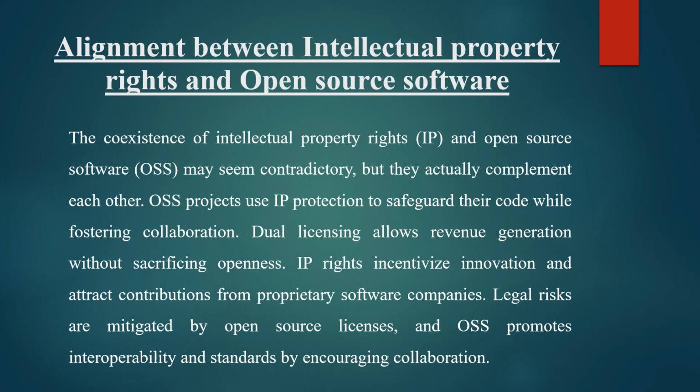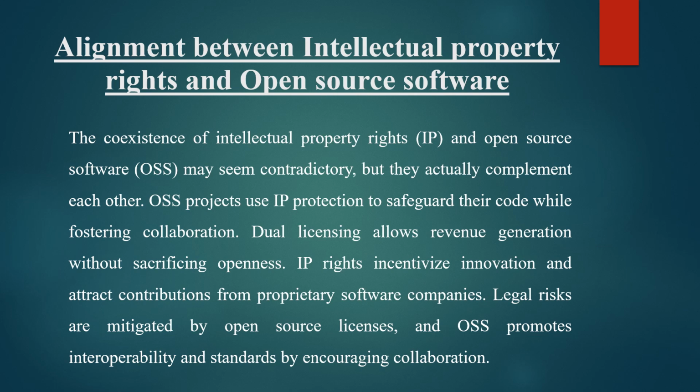Alignment between intellectual property rights and open source software. So let's understand this with an example. Imagine you are building a game app with friends. You want to protect your hard work, right? So you use intellectual property rights like copyrights to make sure no one steals your code. But hey, you also want others to use and improve your game. That's where open source software comes in. You share your code freely, allowing others to collaborate and make the game even better.